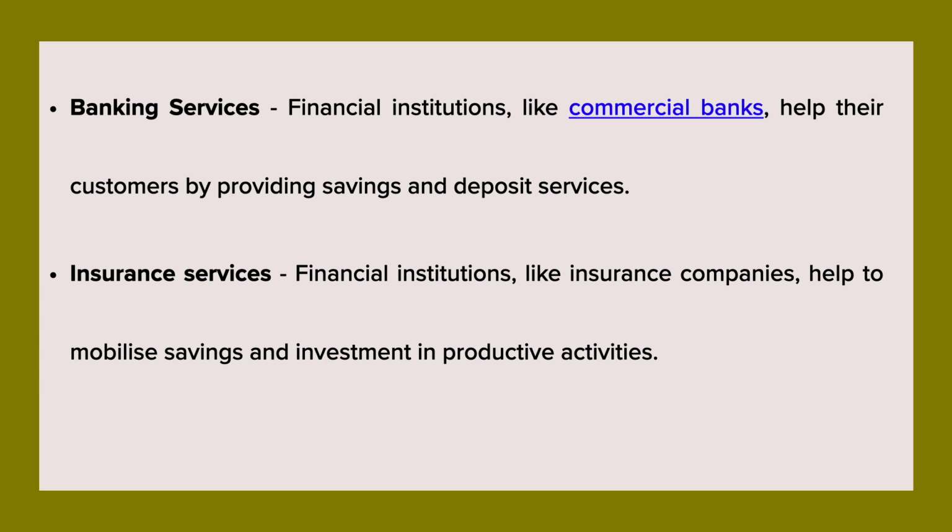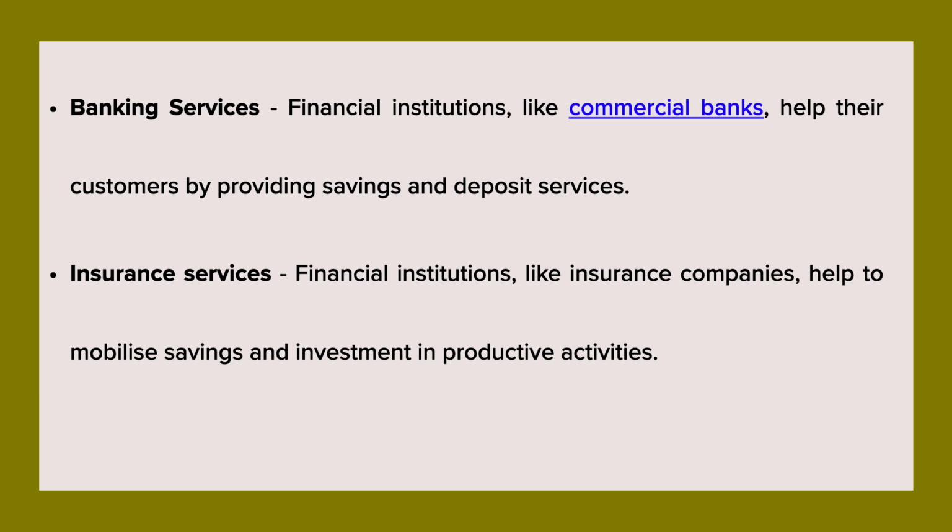Next is insurance services. If I say insurance, the quick words that should come to your mind are overcome risk or cover up loss. Financial institutions like insurance companies help to mobilize savings and investment in productive activities. Insurance services collect EMIs from the customers, and they take over the customer's risk upon themselves.